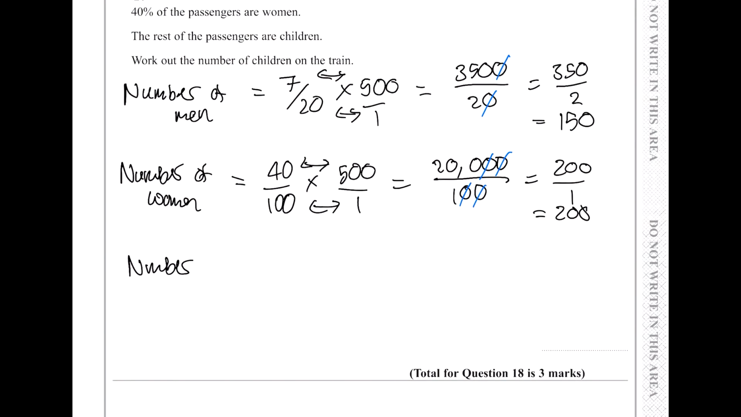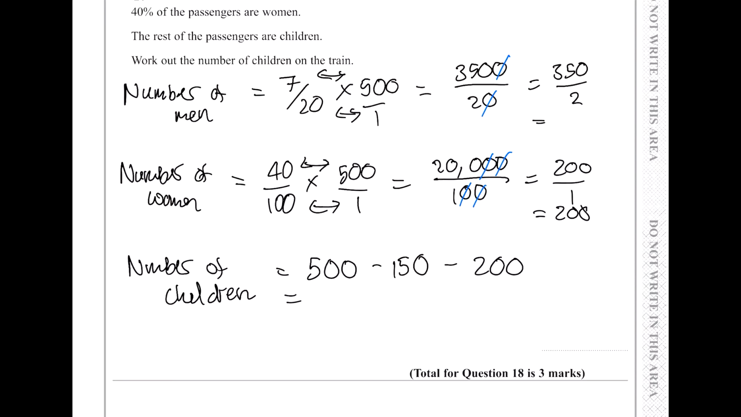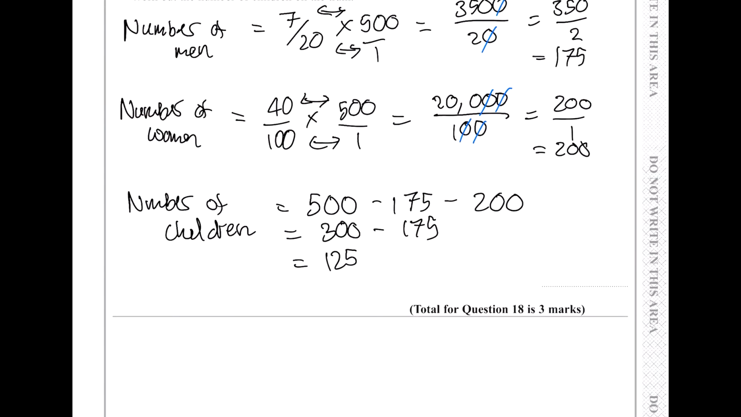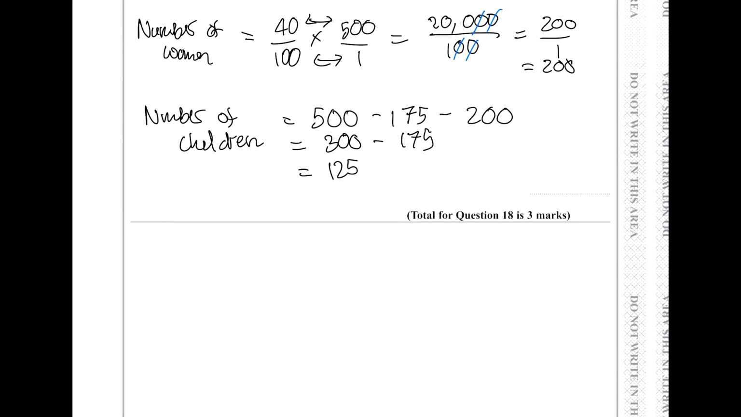So now the number of children, this would make sense, would be equal to all the passengers, you take away the amount that are men and then take away the amount that are women. So if you do that, it's 300, take away 175, and then 300 minus 175 is 125. So then number of children is 125.